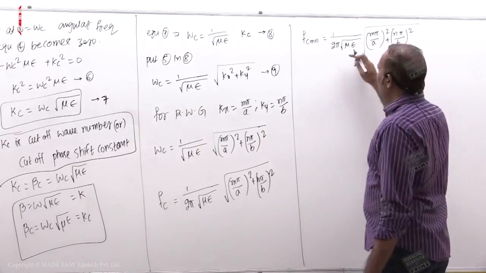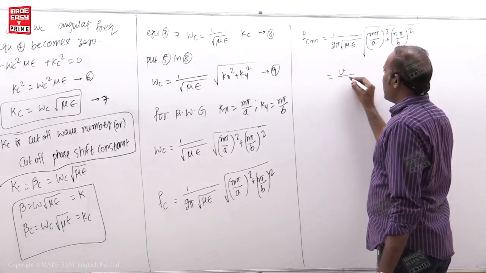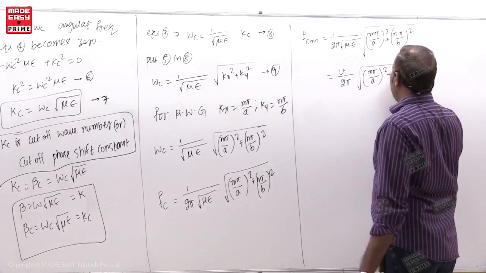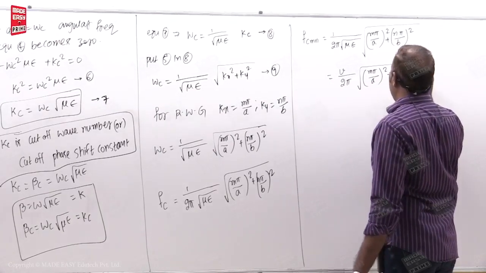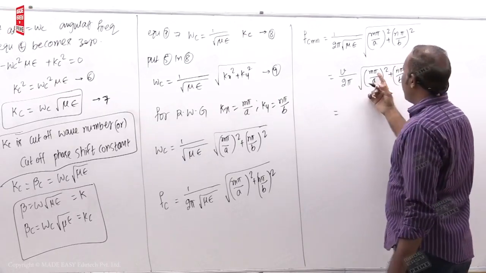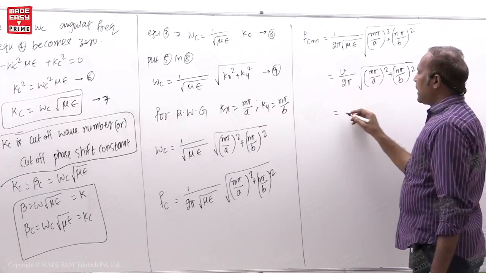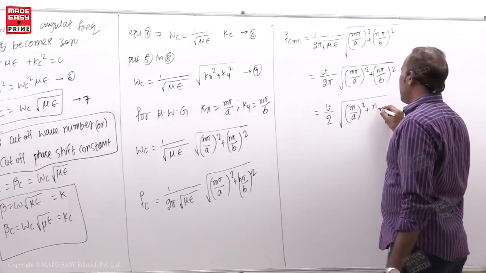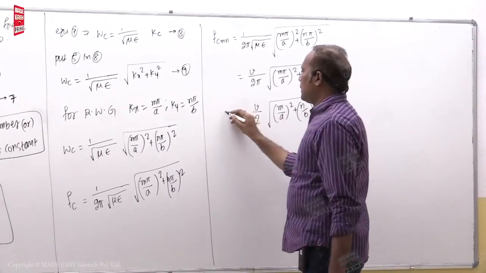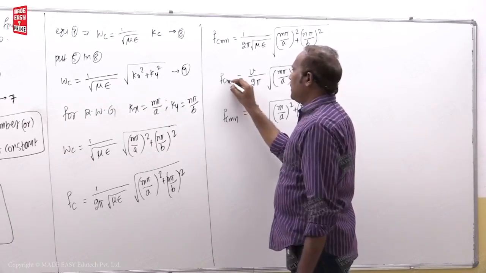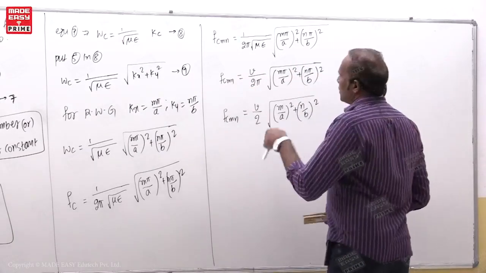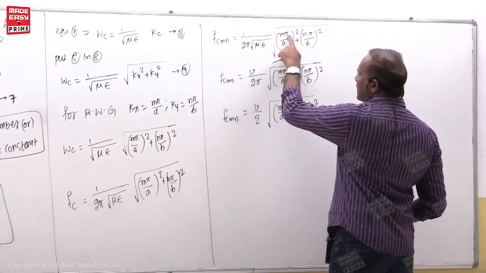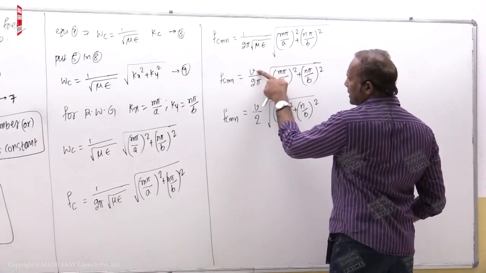This is one thing. Now 1 by root mu epsilon is called v. So v by 2 pi, m pi by a whole square plus n pi by b whole square. Now this pi square comes out of the root as pi. Pi cancels. So v by 2 root of m by a whole square plus n by b whole square. This is fcmn, students. And in some books you see the formula in this form, mu epsilon form. And here also pi is there, here also pi is there. In some books you see this in velocity form.